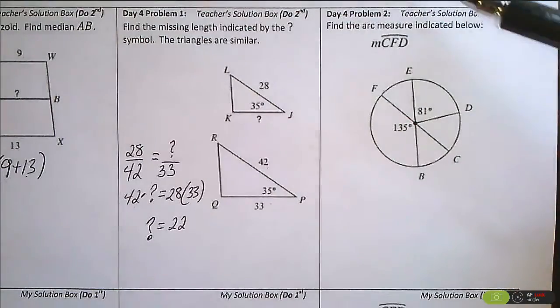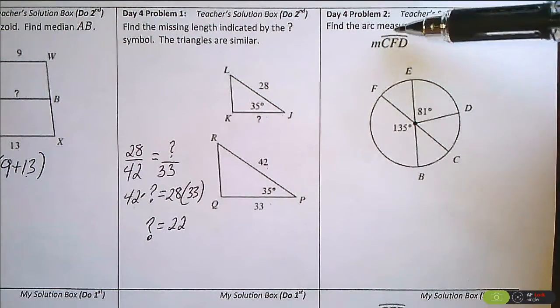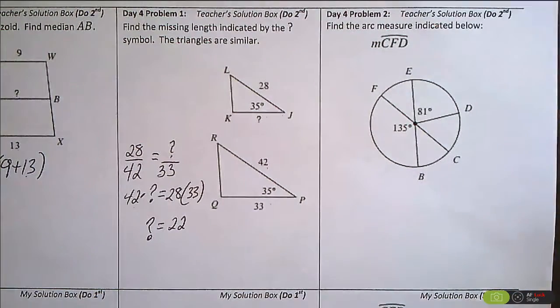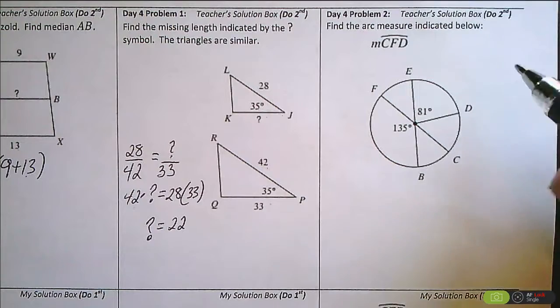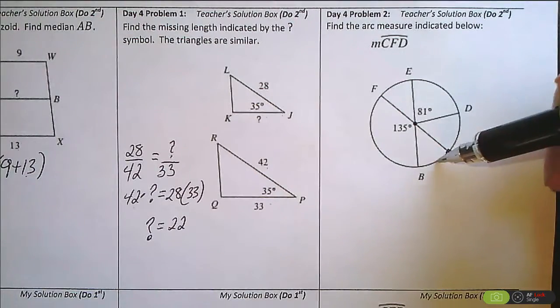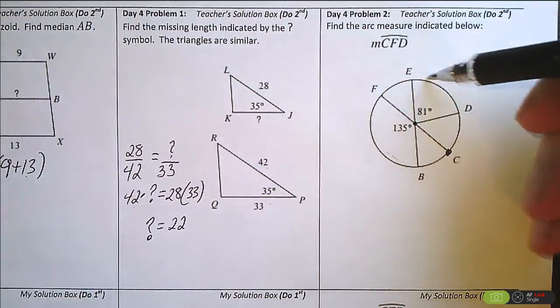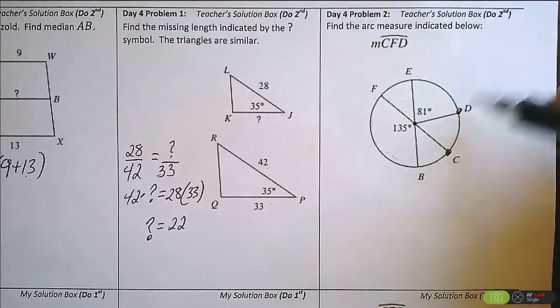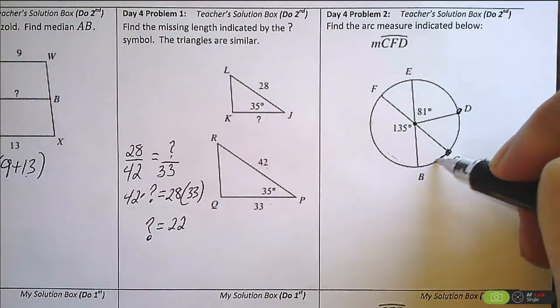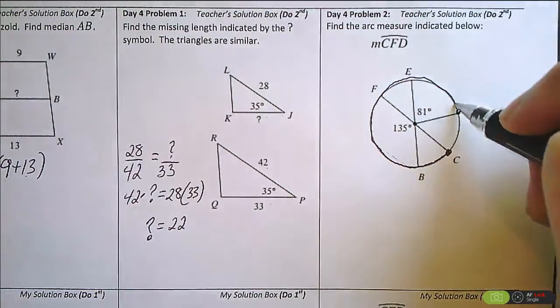Now day 4, problem 2. Find the arc measure indicated below. This means the measure of arc CFD. So arc CFD is measuring around the outside of the circle, starting at point C, traveling around so that you go through point F all the way until you get to point D. So arc CFD is this one here, going around the circle like this.